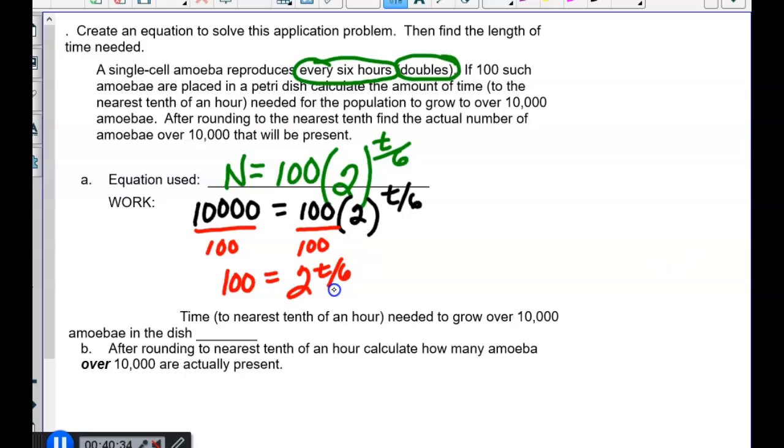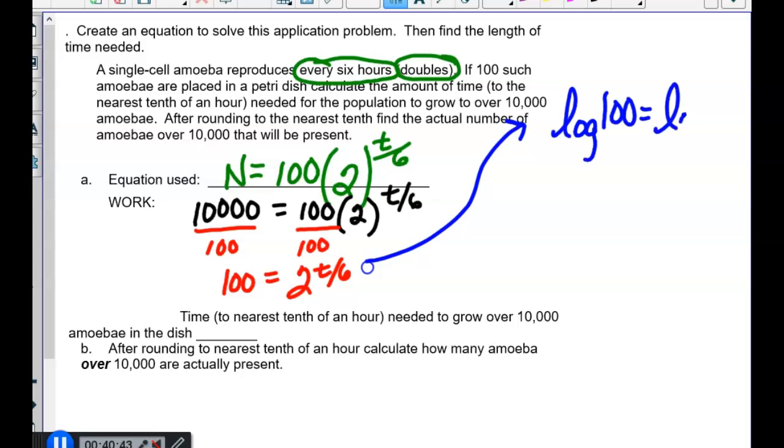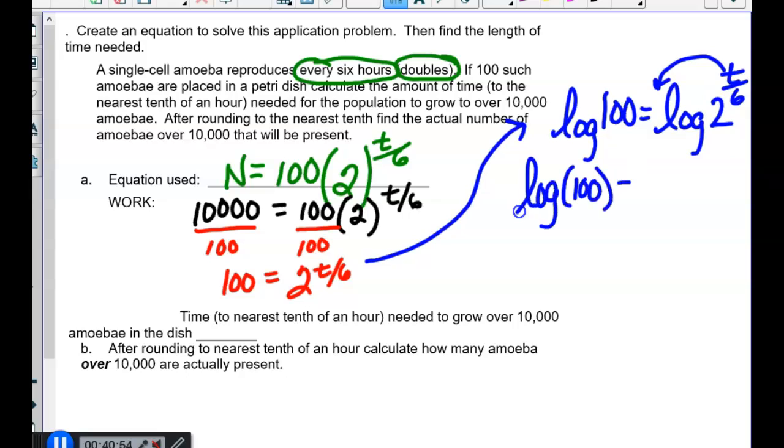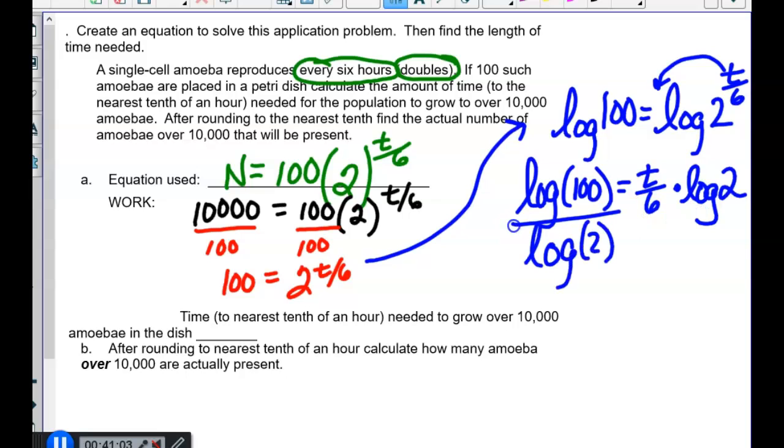T is in the variable, so I have to do log of both sides. I'm going to do base 10, because I can actually do part of that in my head then. It's 2 to the t over 6, so this can come out in front. So I have the log of 100 equals t over 6 times the log of 2. Now, I can divide by the log of 2 to get rid of that.